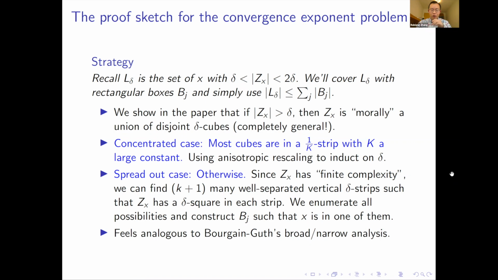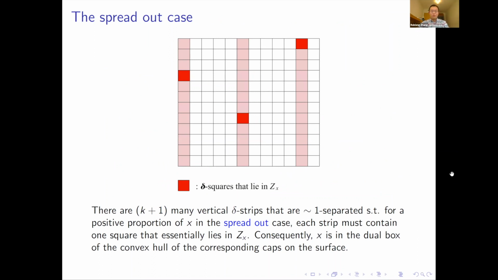But I'll just make a comment that this feels to me very much analogous to Bourgain-Guth's broad-narrow analysis. For those of you who are familiar with it, they developed this, I believe, at the Institute around 2009. So maybe it's good to look at this picture about the spread out case.